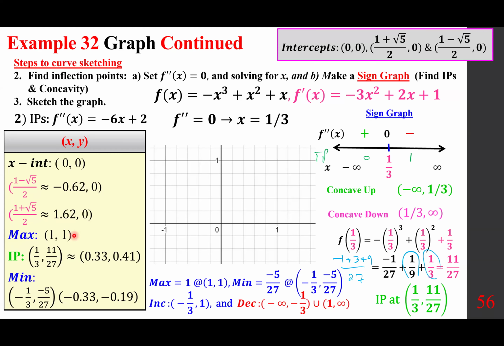The maximum at 1, 1. The IP address, 1/3 and 11 over 27, let's say 0.33 and 0.41. Again, this is for the sake of graph. And the minimum at negative 1/3, negative 5 over 27. This is the decimal representation. And we are going to start graphing.